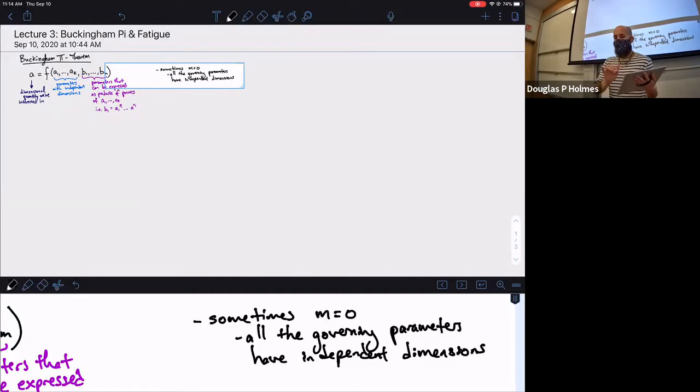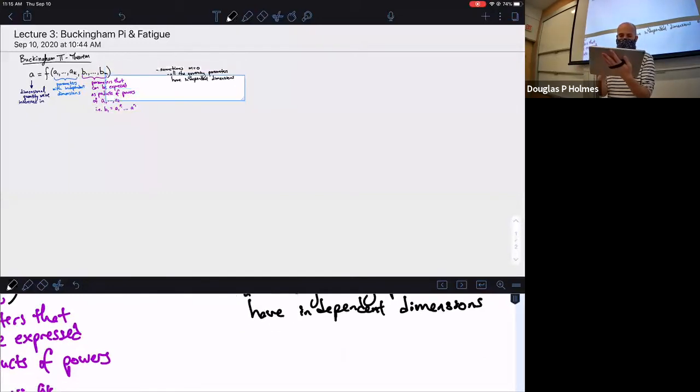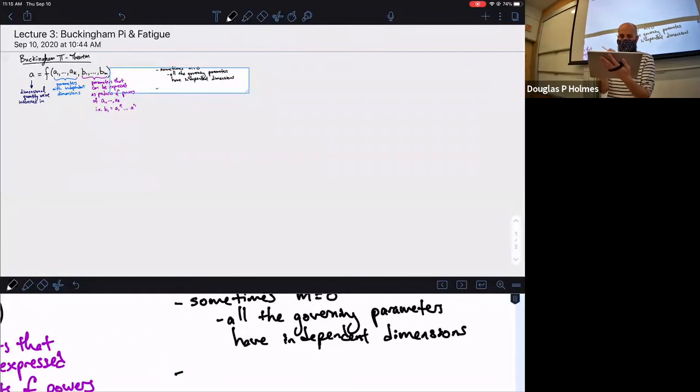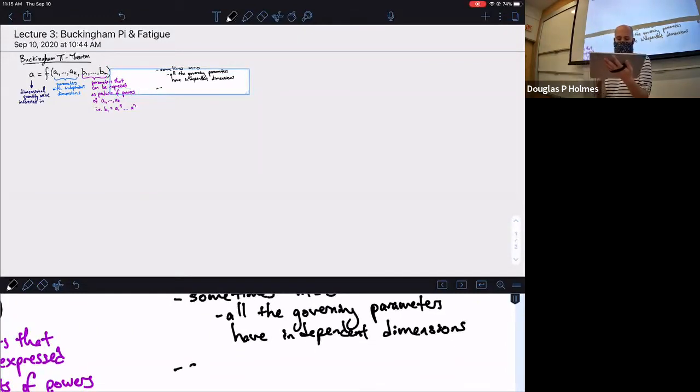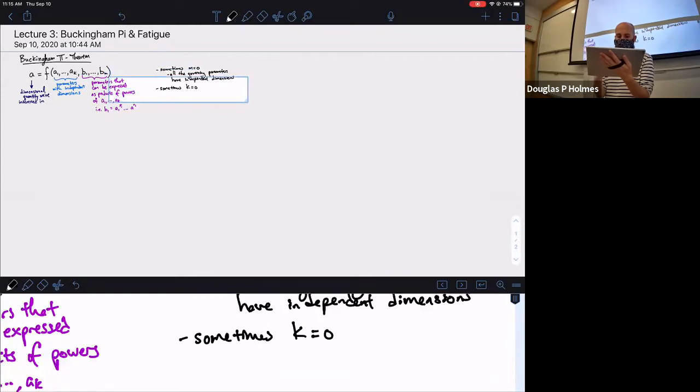This will be more clear in just a moment when I outline these definitions and show you what these things mean in terms of the problem we did with the drag on a sphere. Think of these as dimensionless quantities that are either dimensionless themselves, like Poisson ratio, or the combination of the quantities makes that product dimensionless. So sometimes there might be no dimensionless quantities in your problem. And sometimes K can be zero as well, and in that case, all the quantities in your problem are dimensionless.